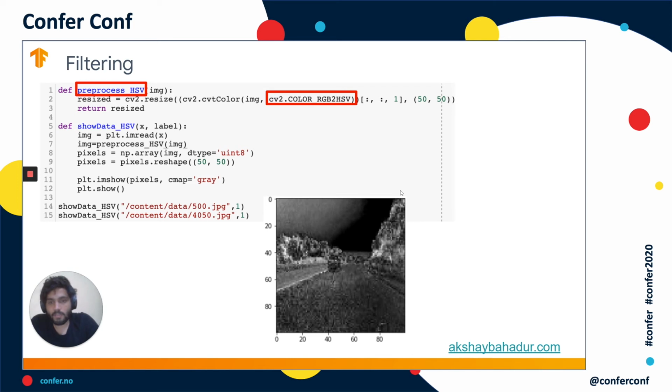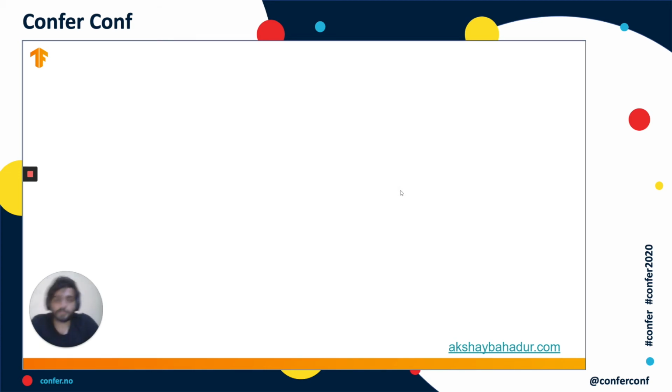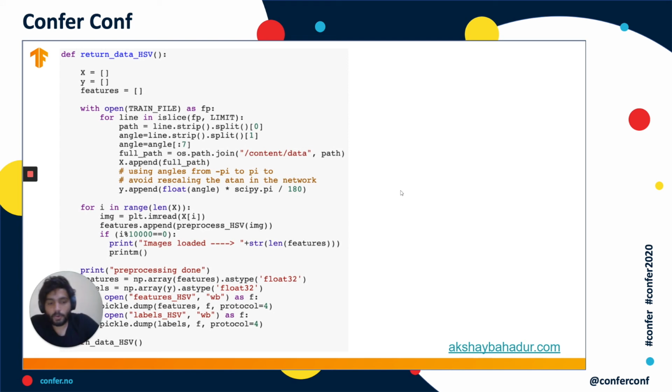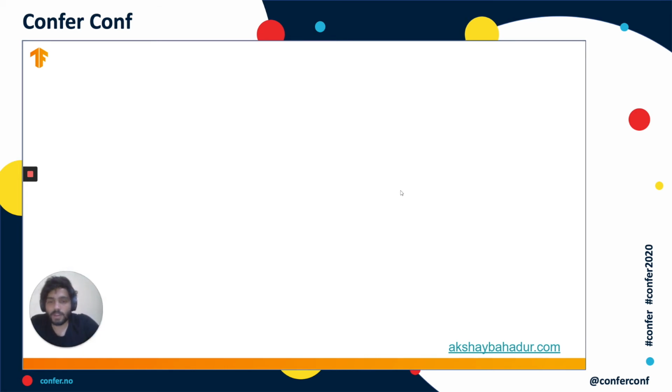So right now I have converted the entire image to HSV format, and you can see that the road has a clear demarcation. And in this image as well, you can see that the road has a clear demarcation. Okay. So if we load the entire filtered image into RAM, the RAM usage has now come down to around 757 MB. So it started at around 9 GB, then it came to around 1.2 GB. Now it has come to around 750 MB, which is quite good for us.